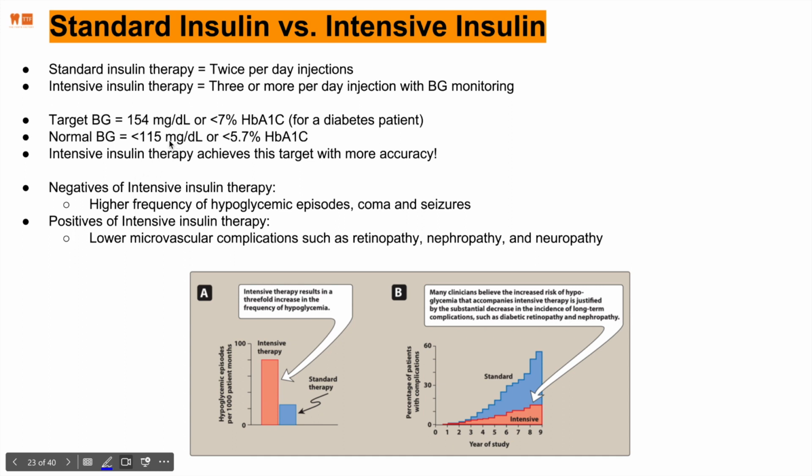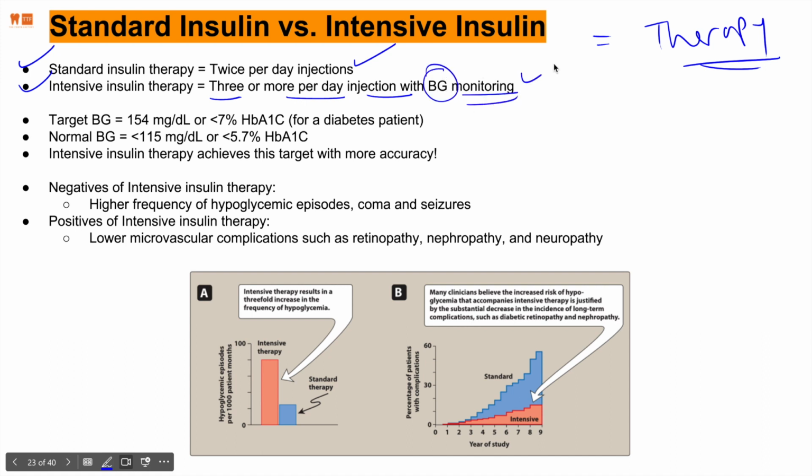Now, standard insulin versus intensive insulin. Now we're talking about therapies, right? We made our way from single insulin to rapid to long to all of a sudden combinations and so on. So now we're into actual therapies. Standard insulin therapy, you go twice per day injection. Very useful. Intensive insulin therapy is 3 or more per day injections with blood glucose monitoring.